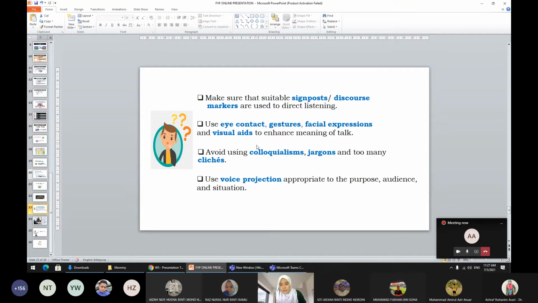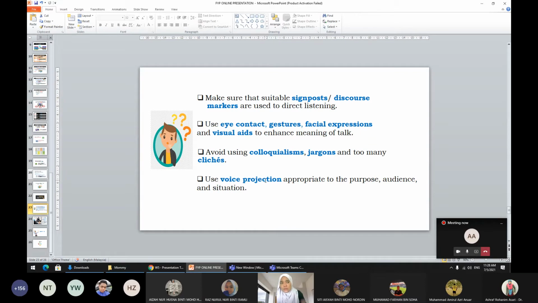Avoid using colloquialisms, jargons, and too many cliches, meaning words that people do not understand. Jargons here are words used in a specific setting. For example, if you are engineering students, there are certain technical terms that you use when delivering your presentation. But make sure that they are understood by your panels. Make sure all of the words or jargons are understood by the panels.